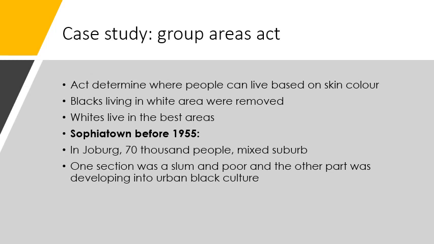So, Sophiatown before 1955, there were about 70,000 people of mixed race living there: whites, coloreds, Indians, and Africans. One section was a slum and poor, and the other part was developing urban black culture.